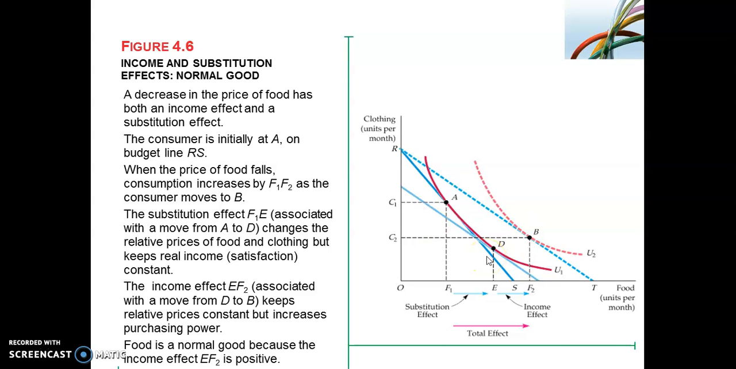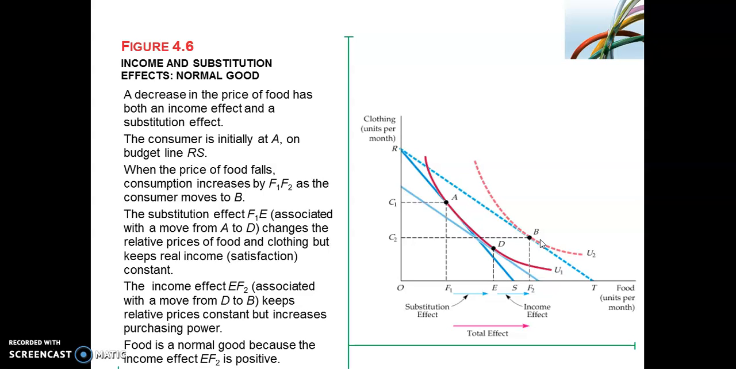Now, how do we go about explaining that change from basket A on indifference curve U1 to basket B on indifference curve U2? Now, this consumer's consumption of food has essentially increased from F1 to F2. This is the total effect. The consumer's consumption, you can see, has increased by that region. See the distance between A and B.